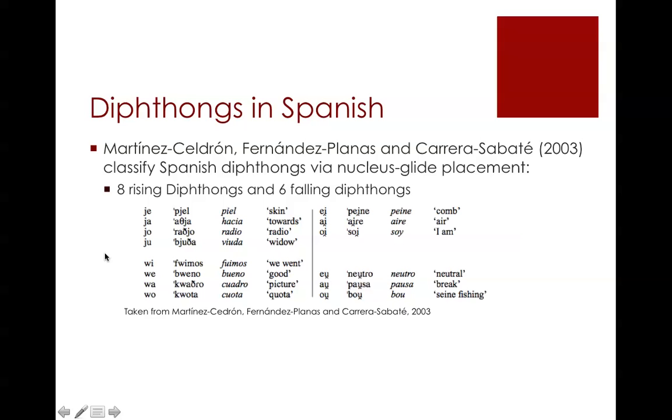The rising diphthongs are the ones that have an I at the beginning, such as piel, Asia, radio, viuda, or a U, fuimos, bueno, cuadro, cuota. And the falling diphthongs are the ones that have an I or a U at the ending: peine, aire, soy, neutro, pausa, bow.